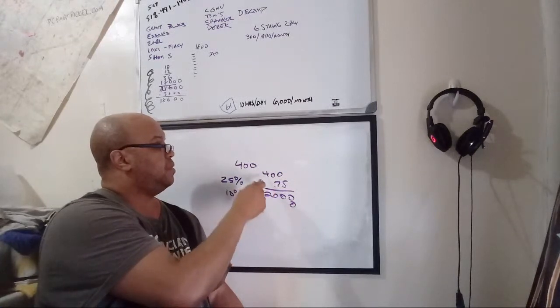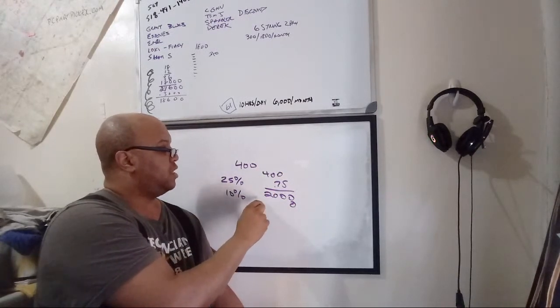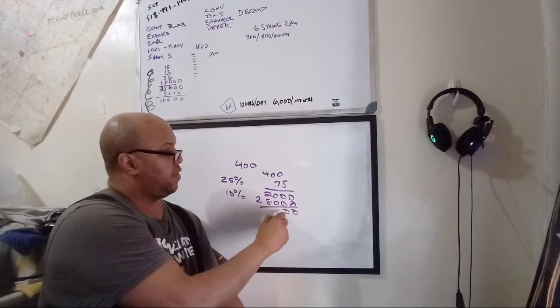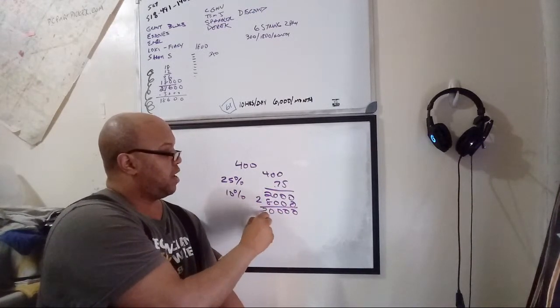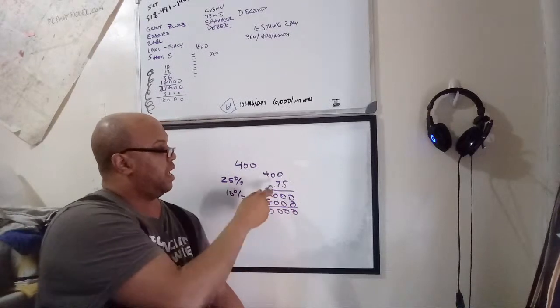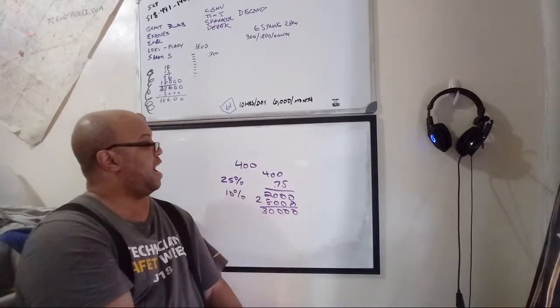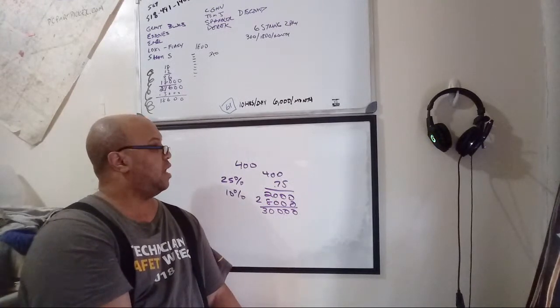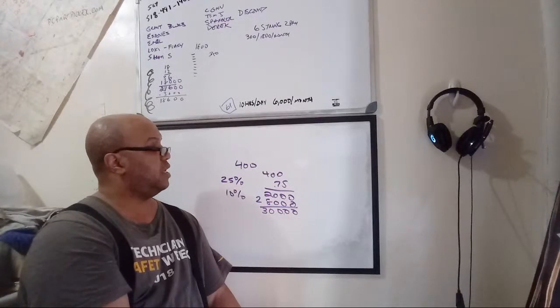7 times 4 is 28, and we'll add the 2 zeros. So 2800. 0, 0, 0, 10, carry the 1, 3, and we have 2 decimal places. So after the 25% discount, this TV is 30%, and that is $300.